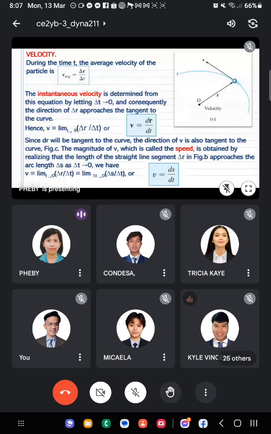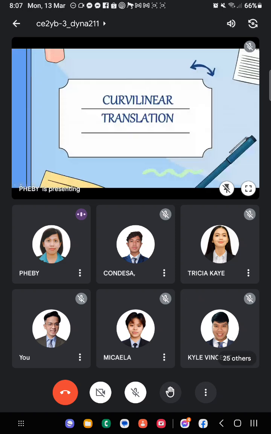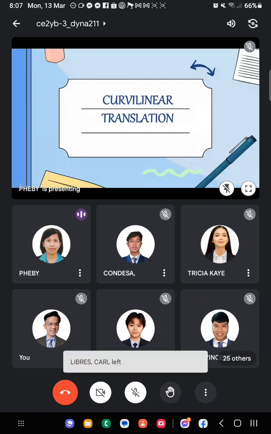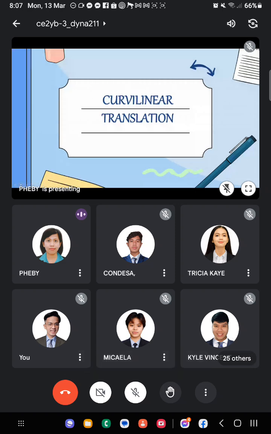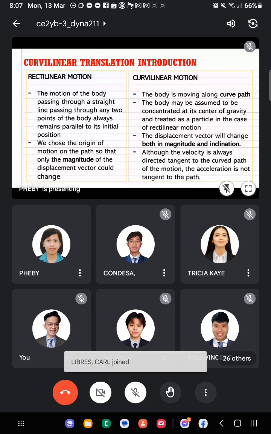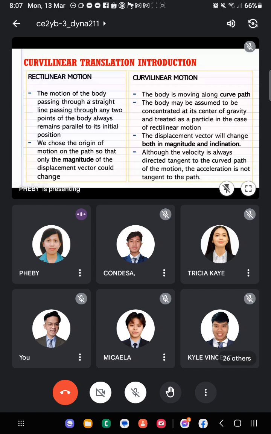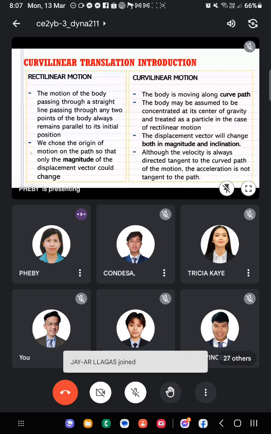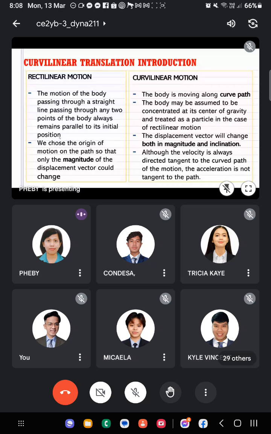So, curvilinear motion, I think na-introduce ko na sa inyo. In dynamics, we have two kinds of motion, rectilinear and curvilinear. This is a quick differentiation lang. The motion of the body is passing through a straight line, and any 2 points of the body remain parallel to its initial position. So, pag rectilinear, straight line lang. And we choose the origin of the motion on the path so that the magnitude of the displacement vector could change.